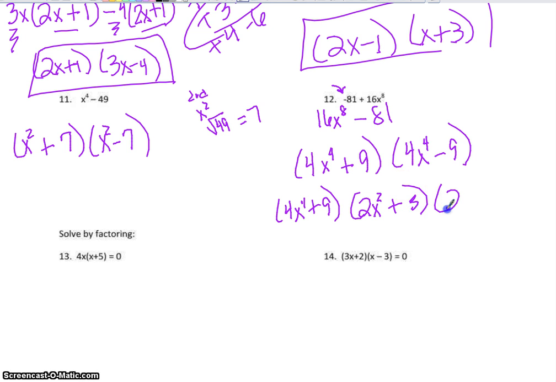And write it again with the minus, 2x squared minus 3. Check, make sure these are not perfect squares. 2 is not a perfect square, so you are finished.